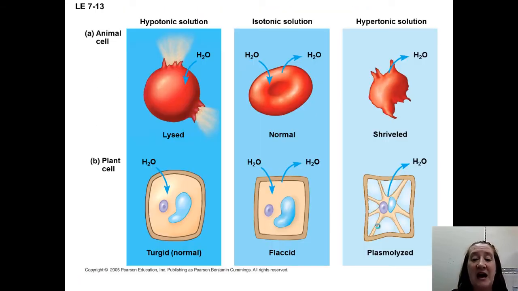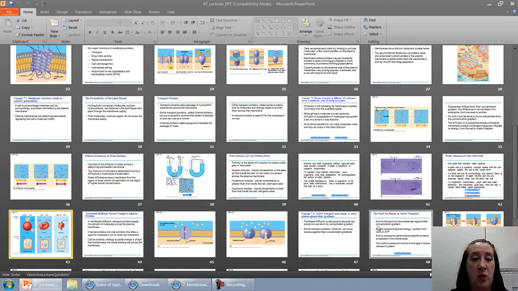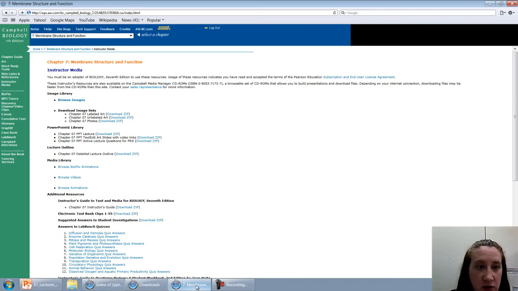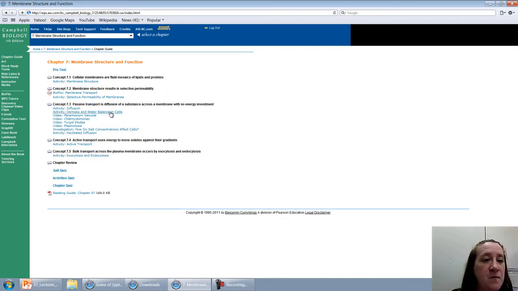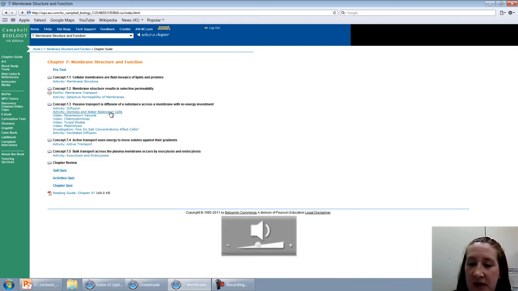Okay, so this is how water transport works and is why it's so important. I want to show you a little animation about this so you can get a little bit of a better idea about how this works.